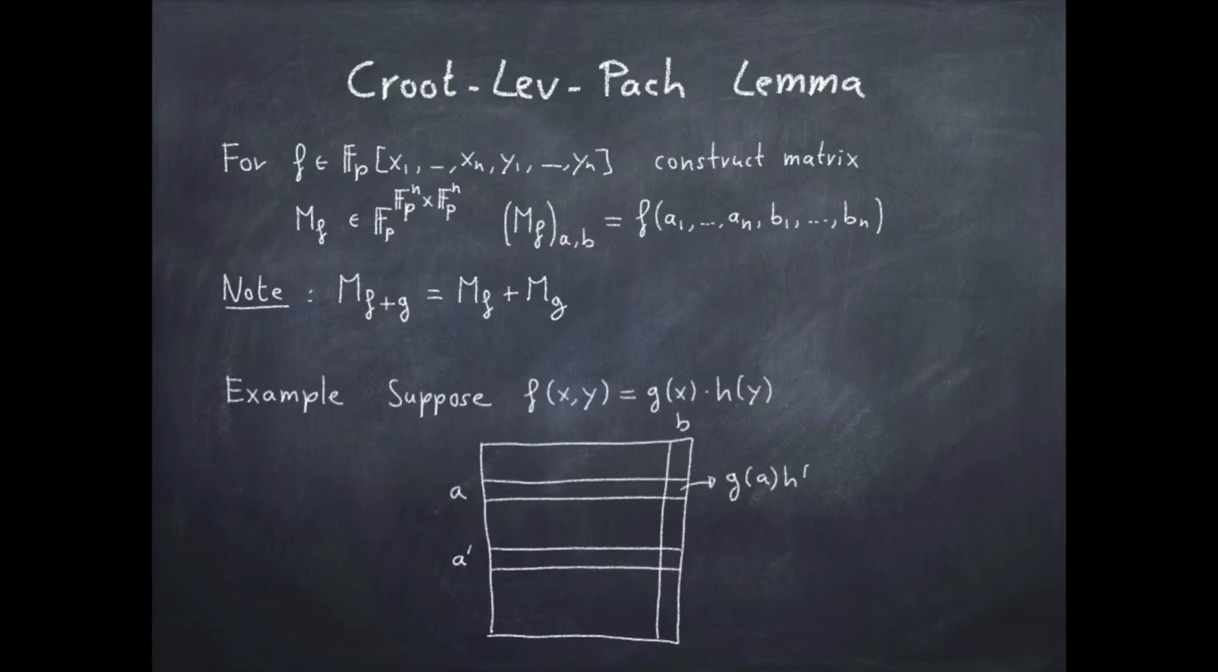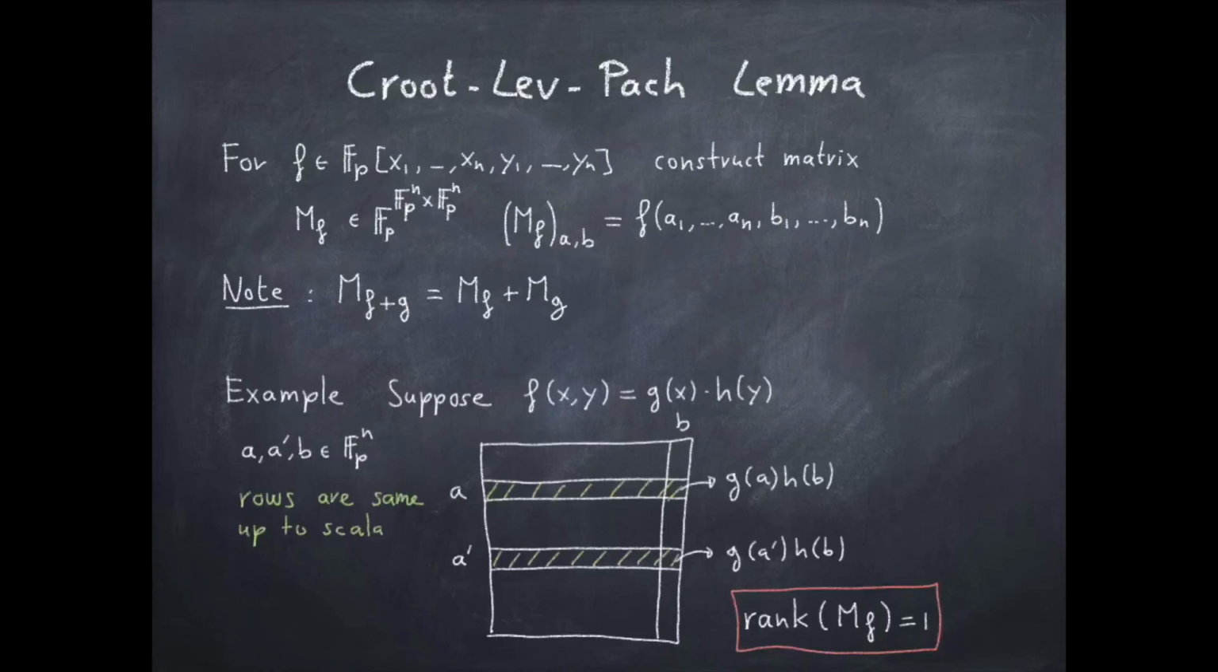An important special case is where a polynomial in 2n variables is actually a product of a polynomial in the first n variables and a polynomial in the other variables. In this case, all the rows of the matrix are scalar multiples of each other. In other words, the matrix has rank 1. This will be important in the proof later on.